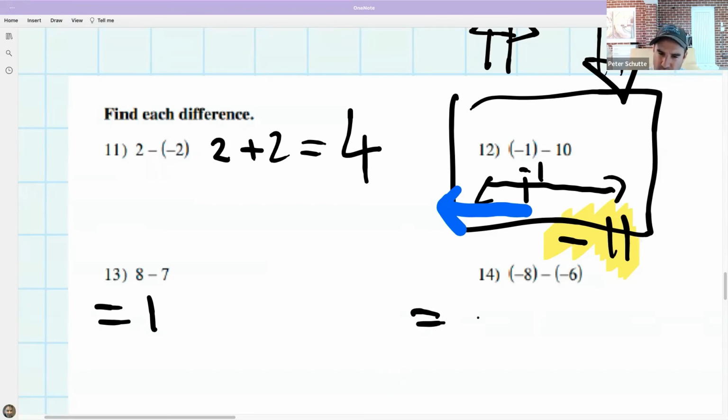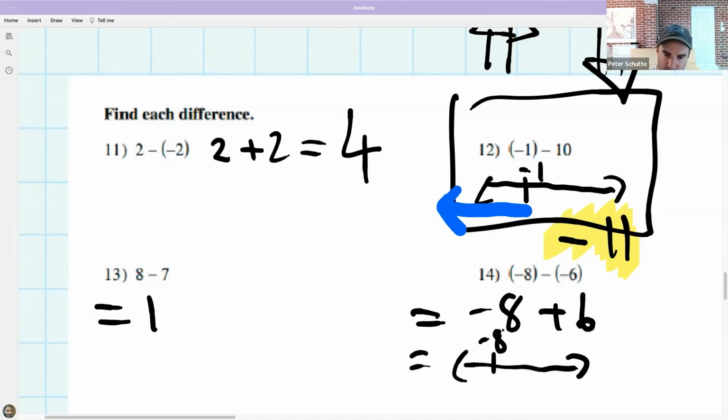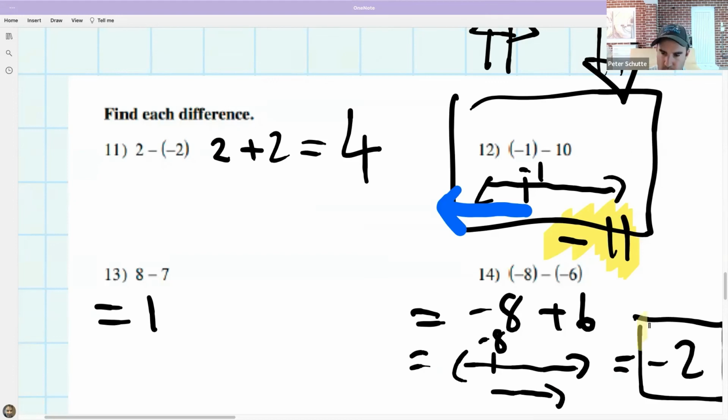How do we deal with number 14? We've got -8 minus -6. But now what is the effect of minus -6? What's that the same as? Well, minus -6 is a double negative, and the two negatives are right next to each other. So we get +6. And then we ask ourselves, okay, well, where is -8 on the number line? And then if I'm at -8, what do I need to do? I need to move 6 units to the right if I'm adding, and that will get me to, it won't get all the way to 0, so my final answer will be -2.